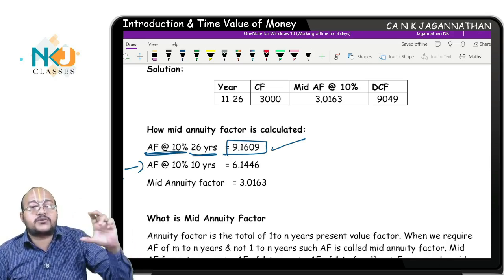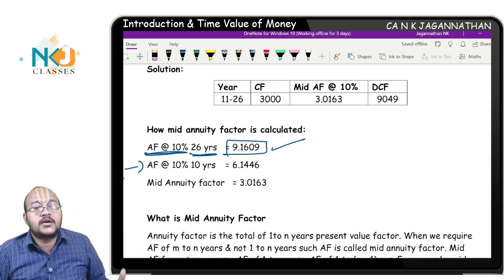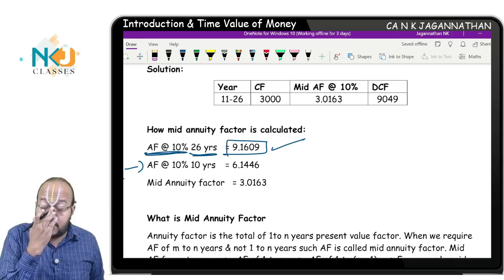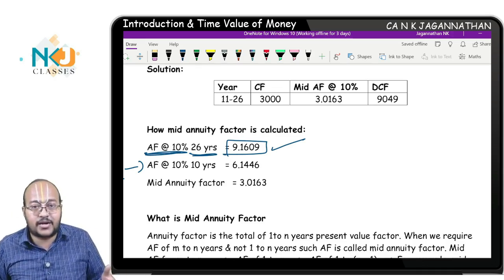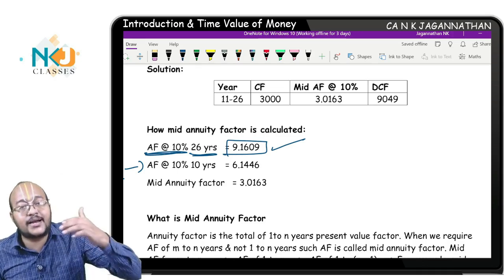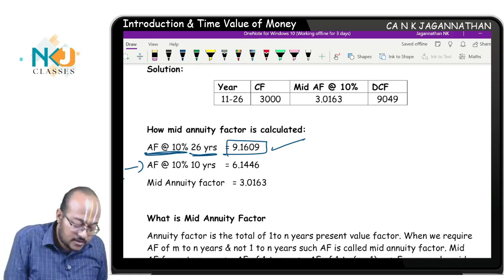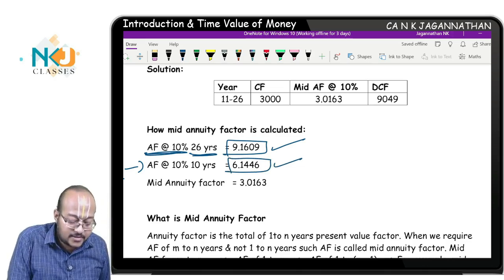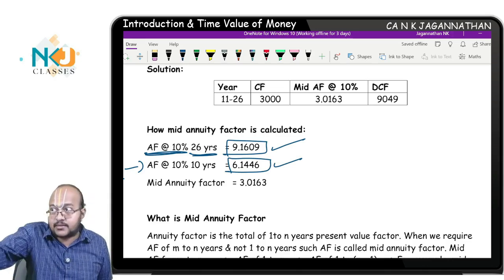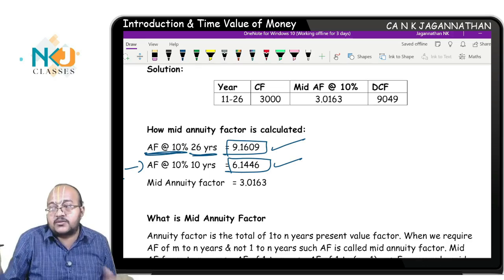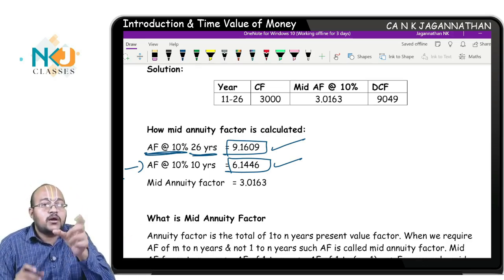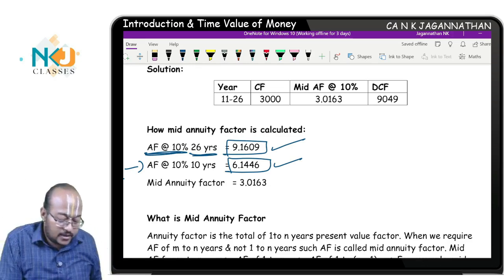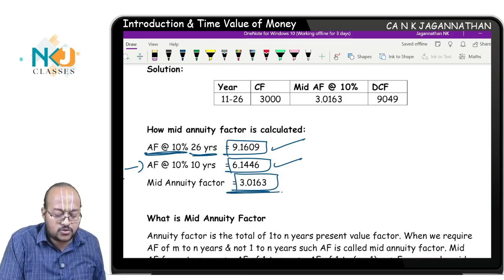From that you reduce the first 10 years, which is not relevant now, because no cash flow occurs in the first 10 years. So you will reduce the annuity factor for the first 10 years. How to do that? Very simple. First find the 10-year annuity factor: 1 divided by 1.1, because the 10% discount rate is given, press equals 10 times, and press grand total. This is the annuity factor for the first 10 years, 6.1446. You reduce it from 9.1609, the 26-year annuity factor. The balance is the annuity factor for the 11th year to the 26th year. Are you understanding? This is called the mid-annuity factor, that is 3.0163.